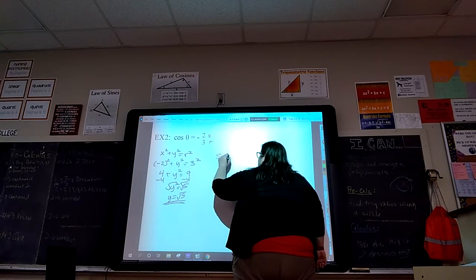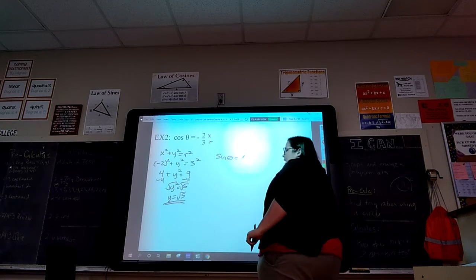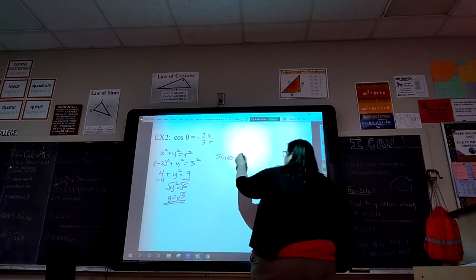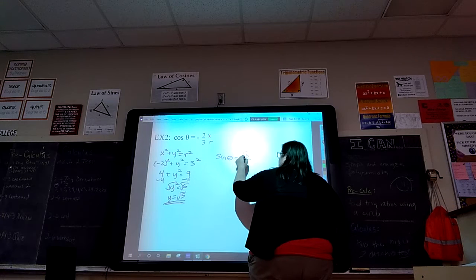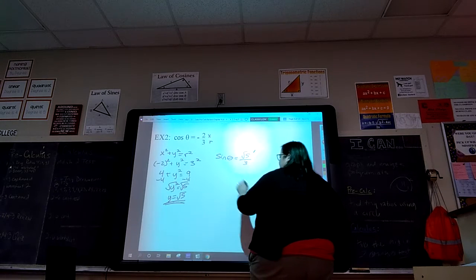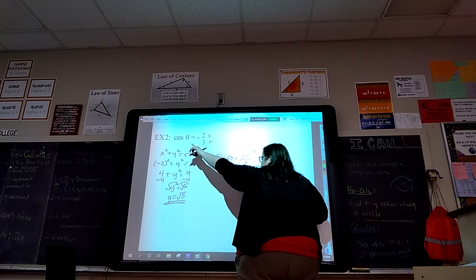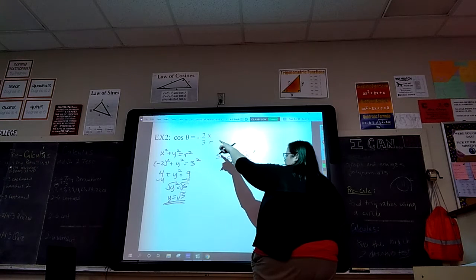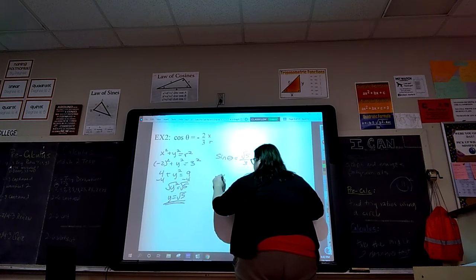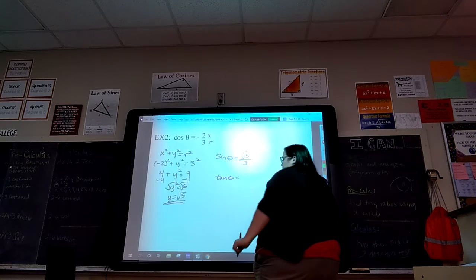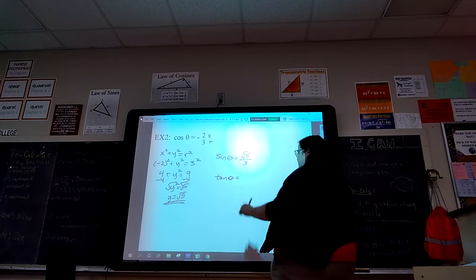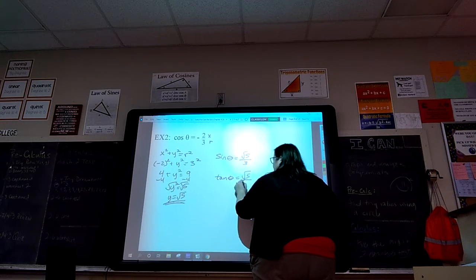So we need sine. So sine is y over r. So y is the square root of 5. R is 3. So let's have the square root of 5 over 3. I'm not going to write cosine because cosine is already there. So I'm going to go write the tangent. So tangent is y over x. So it's the square root of 5 over that -2.